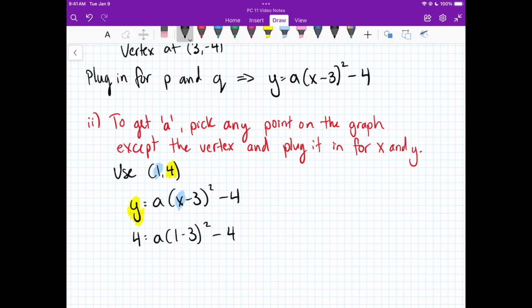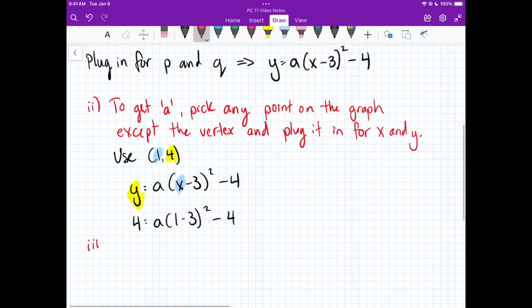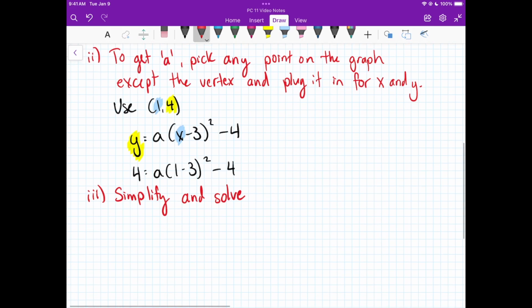If you look closely at that, you'll hopefully notice that there's actually only one thing at this point that we don't know. It's just the a. We've got everything else taken care of. It's just a bunch of numbers. So our final step in this process, step 3, we're going to simplify it as much as we can, and then solve for that a value. We just need to follow along with some basic grade 8, grade 9 solving skills.